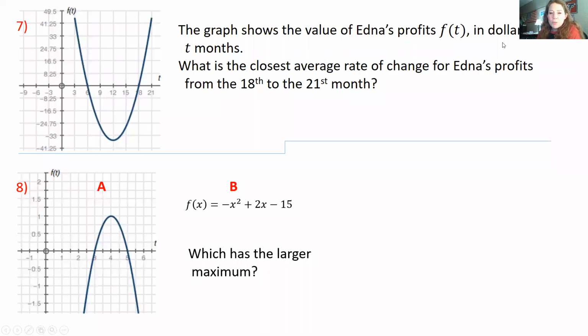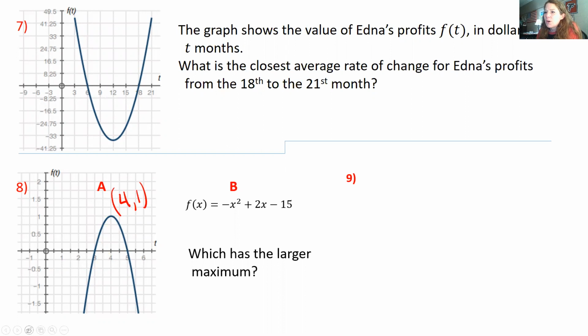All right, guys, just a few more problems and you will be ready for your test. So number 8, we are figuring out of these two functions, which has a larger maximum. On function A, it shows us the maximum right here. Let's see if my pen will work. The maximum is 4, 1.